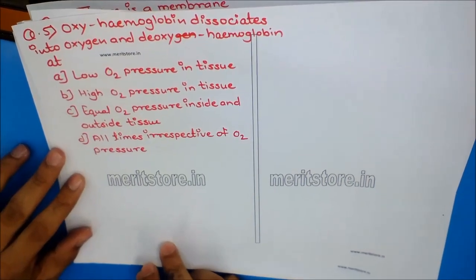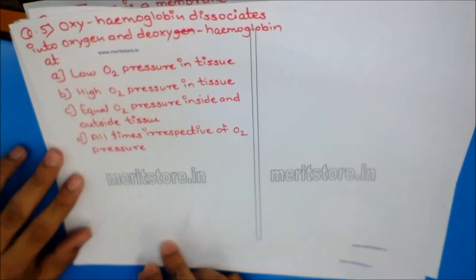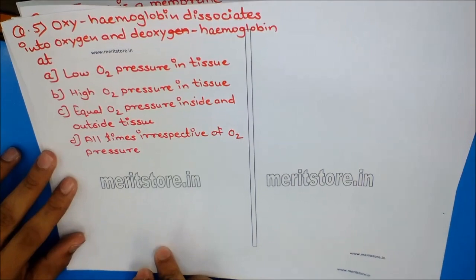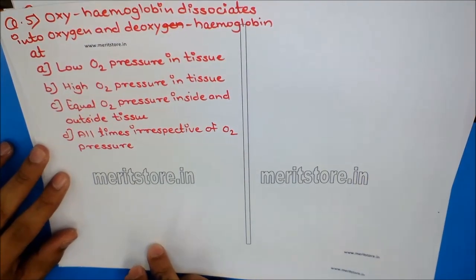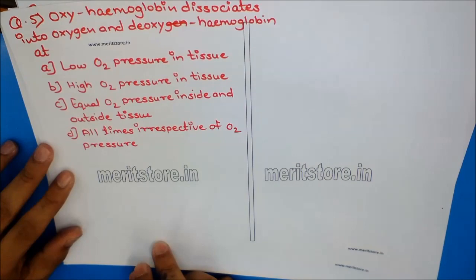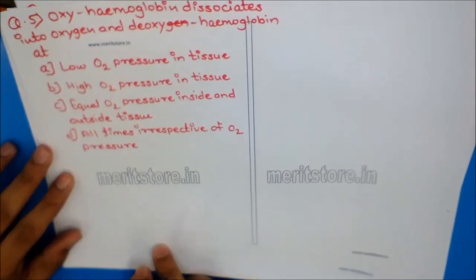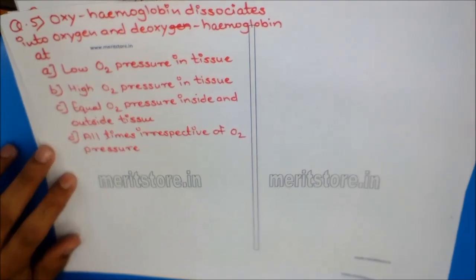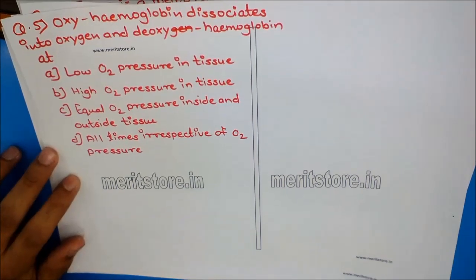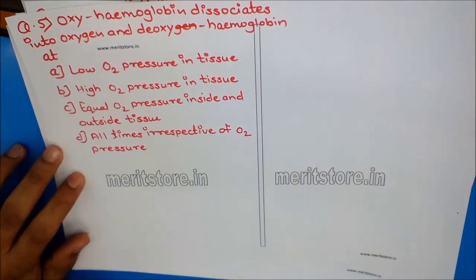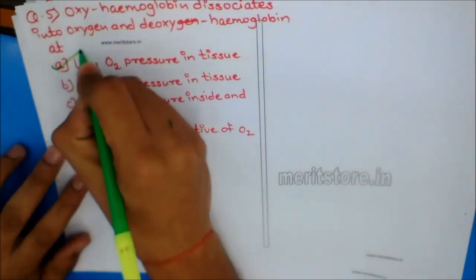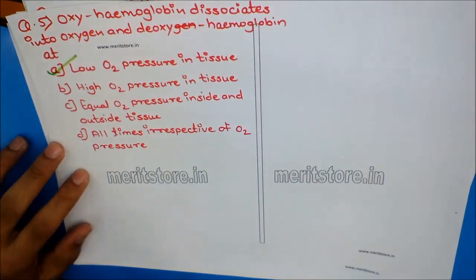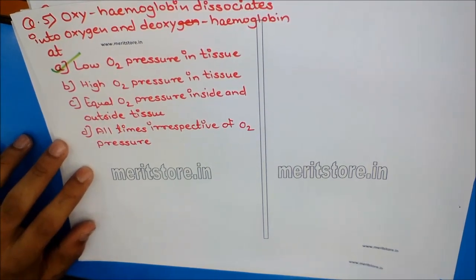Our next question is, oxyhemoglobin dissociates into oxygen and deoxyhemoglobin at option A low O2 pressure in tissue, option B high O2 pressure in tissue, option C equal O2 pressure inside and outside tissue, option D all times irrespective of O2 pressure. So your more active tissue has much lower PO2, therefore much more oxygen is released from oxyhemoglobin in the active state. So the answer to this question is low O2 pressure in the tissue, because oxyhemoglobin dissociates into oxygen and deoxyhemoglobin under this condition.